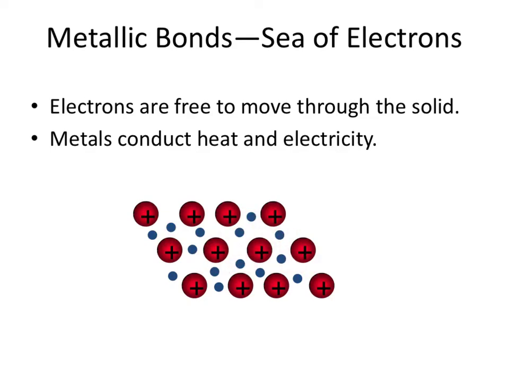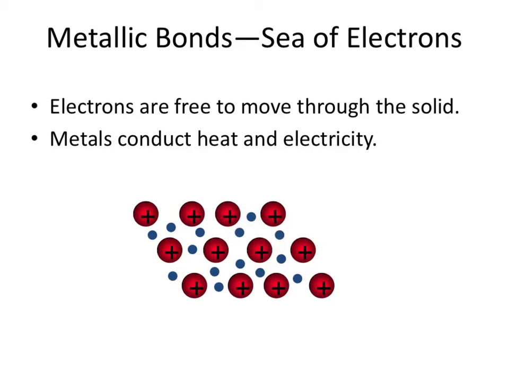And that allows them to move through the solid, and this is why they're such good conductors of heat and electricity. So if I put a flame over here on this side and I add some heat, the electrons, because they're moving around and bouncing around, are going to then transfer that heat to these other atoms, and the whole thing gets hot very quickly.